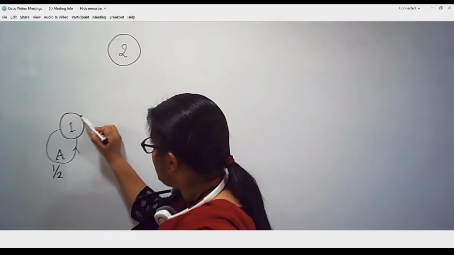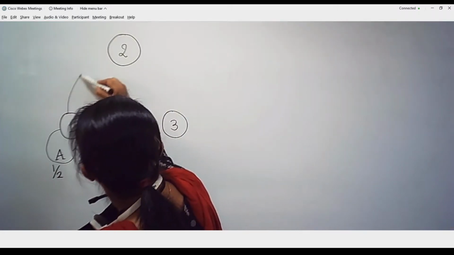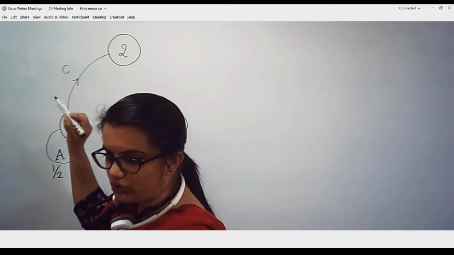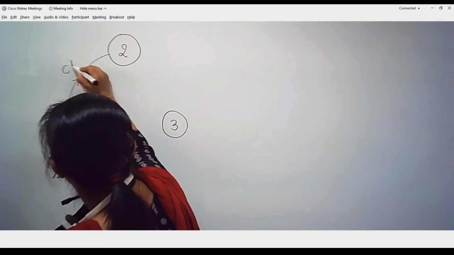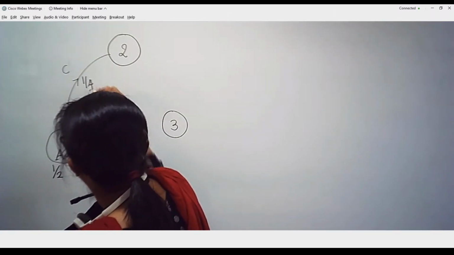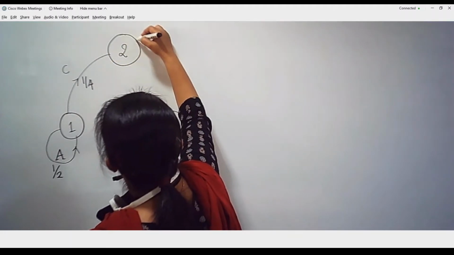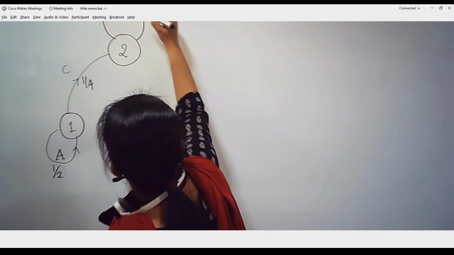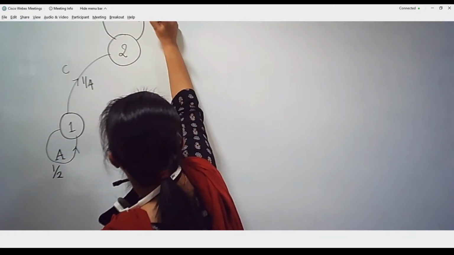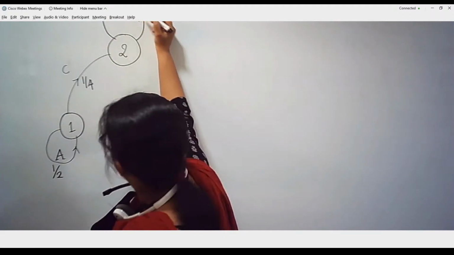Then from state 1, if I am moving to state 2, it is generating a letter C with a probability 1/4. Then from state 2, it is ending in state 2 itself. While this is happening, letter C is generated with a probability equal to half.